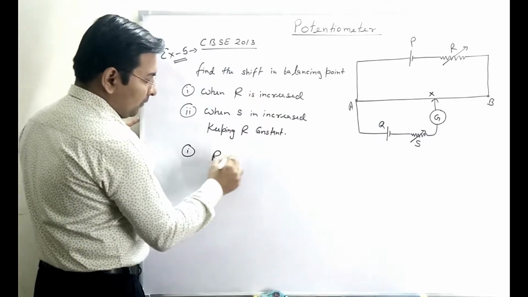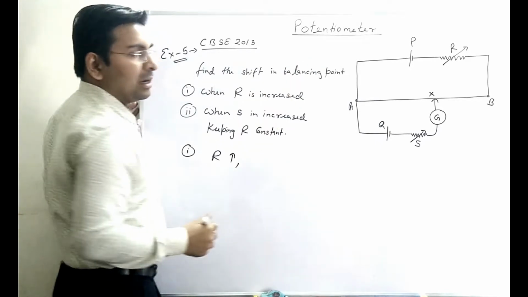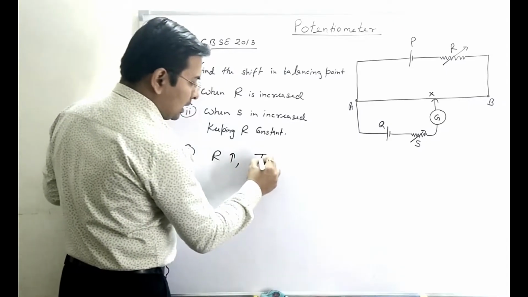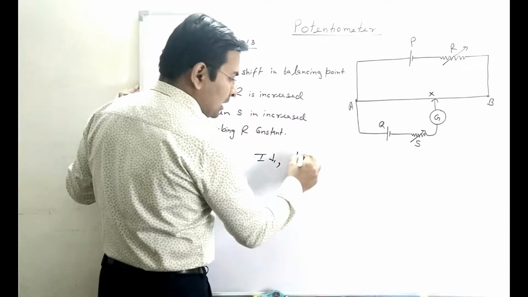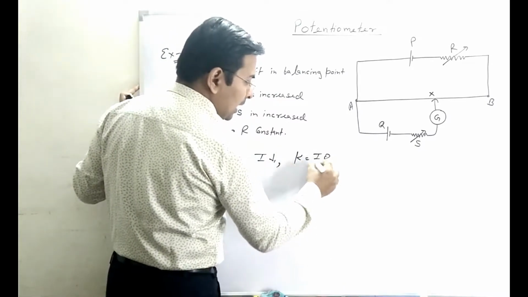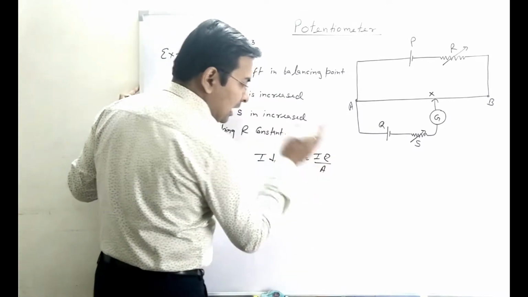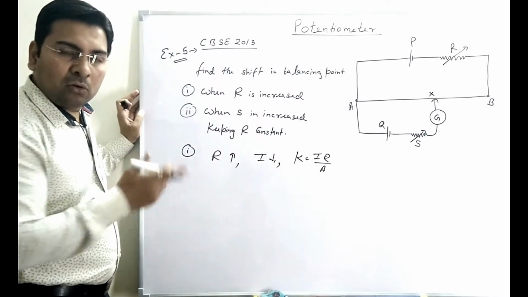Now if resistance R in the circuit is increased, then we know current in the circuit decreases. As current decreases, now we know K is given by I rho upon A. We have done the calculation in the previous video regarding this.